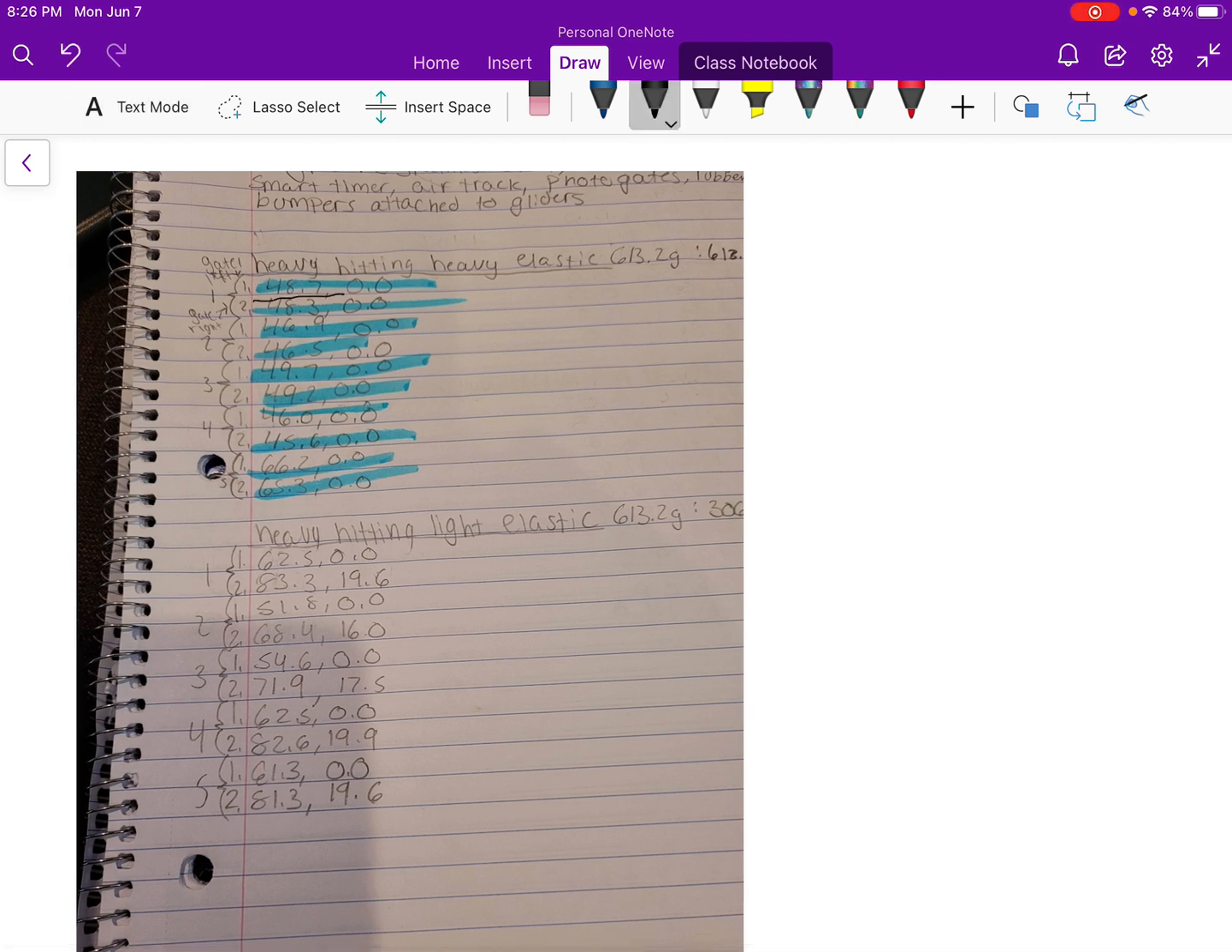Gate 1 has 48.7 and then 0. And gate 2 has 48.3 and then 0. So how do you interpret this? Well, you should do this by thinking about how this collision happened. So here's gate 1 and here's gate 2.